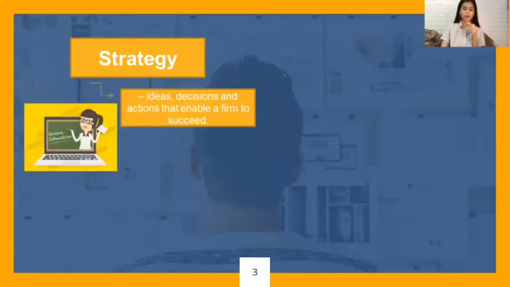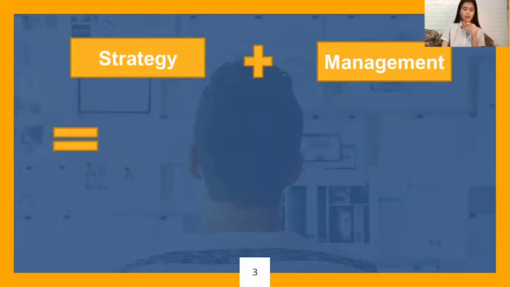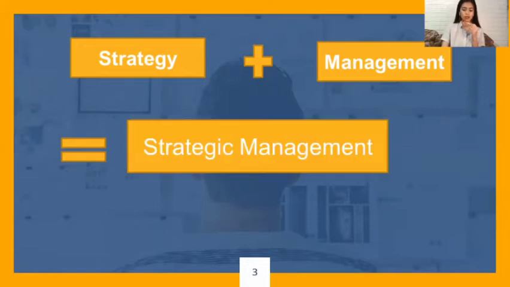One example of a strategy is online education. As we all know, the pandemic has caused the world to stop, and online education is the strategy of our government for us to be able to continue studying despite the conditions the pandemic has caused us. Moving on to management. Management is the planning, monitoring, analysis and assessment of all necessities an organization needs to meet its goals and objectives. Now, the integration of strategy into management is called strategic management.